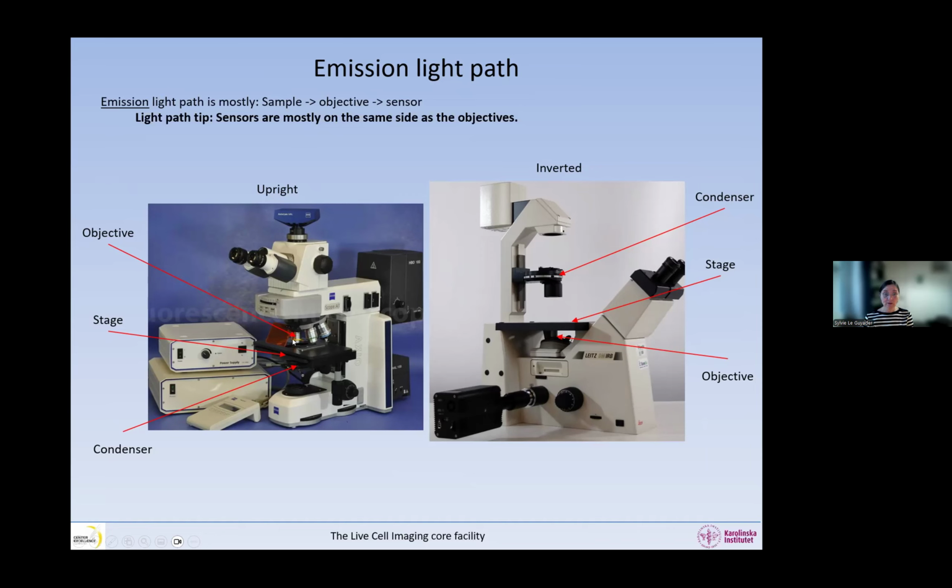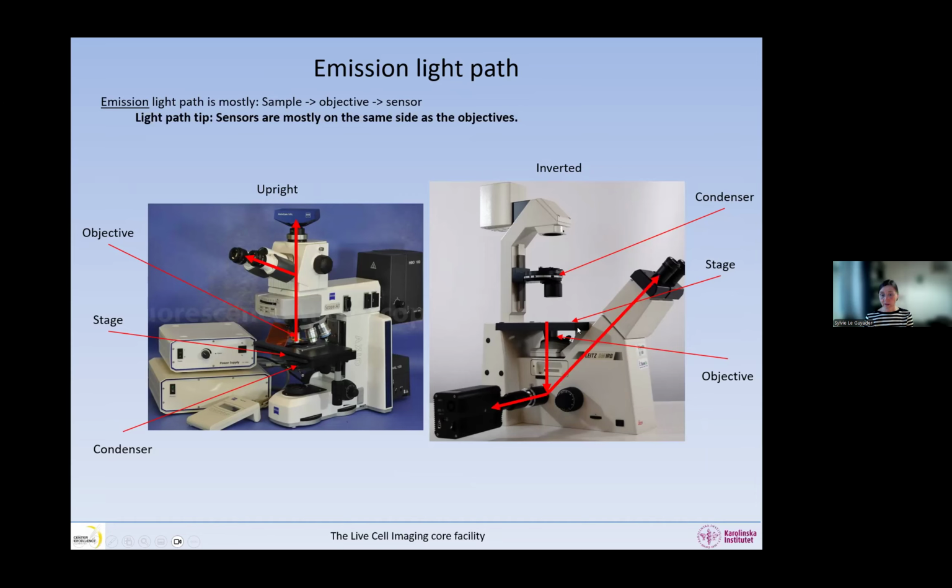Okay, so in here, for example, you can see the sample is going to be here, the objective is here, and this is the camera. So that's the sensor. So this is the light path. And we can also decide to send the light to the eyepiece if you want to look at the eyepiece. So this is the emission light path of this microscope.